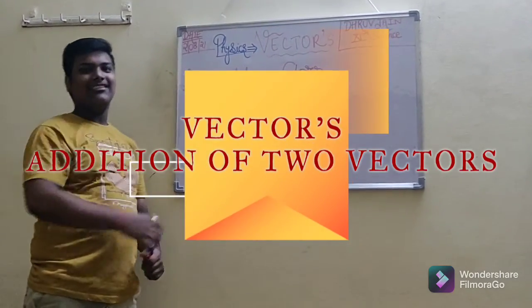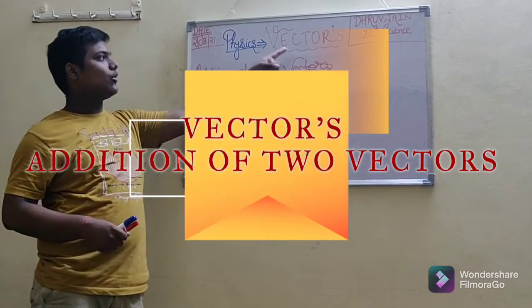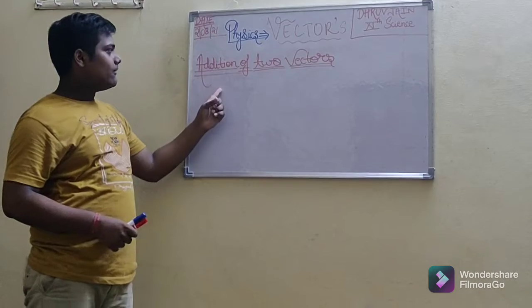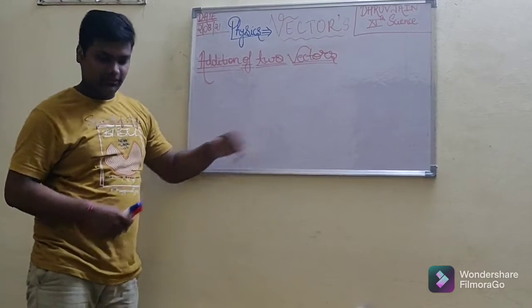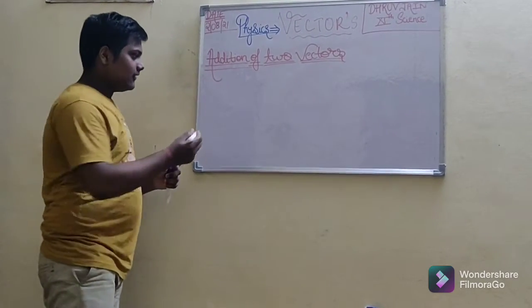Today our group Jain of class 11 science is going to explain the physics topic vectors. In vectors, today I am going to explain addition of two vectors. Let us come to the board and see it.